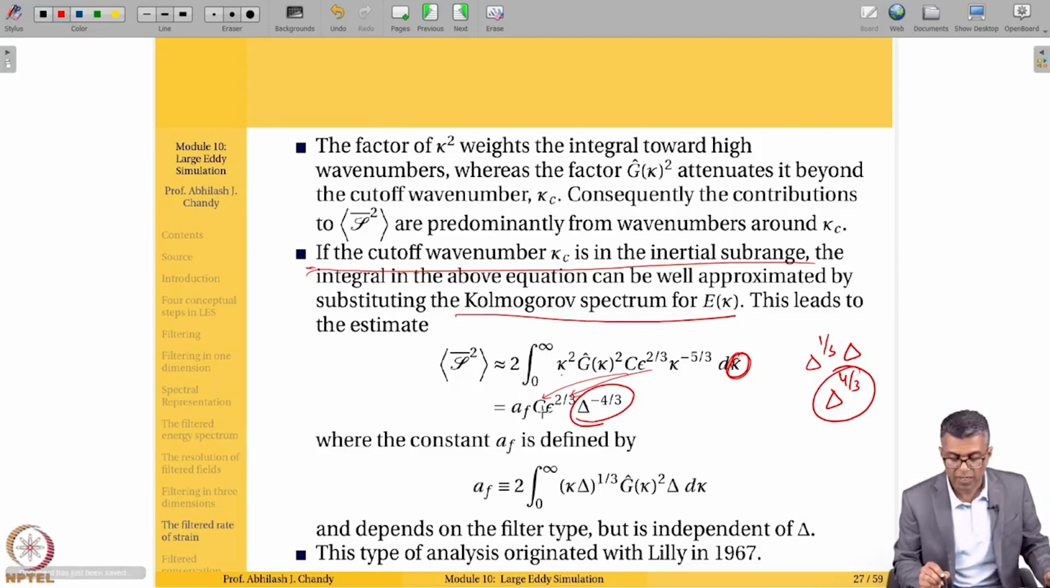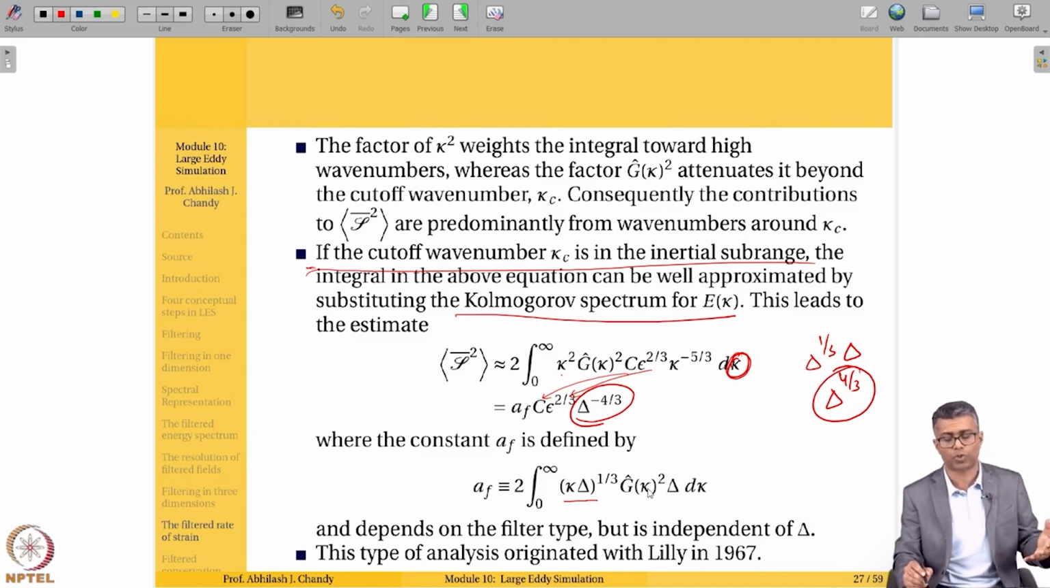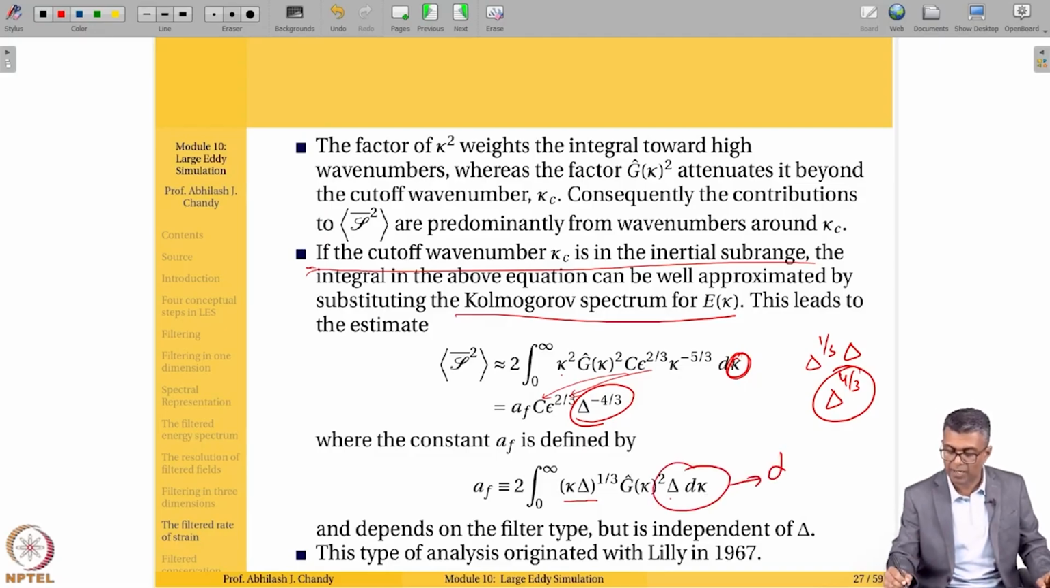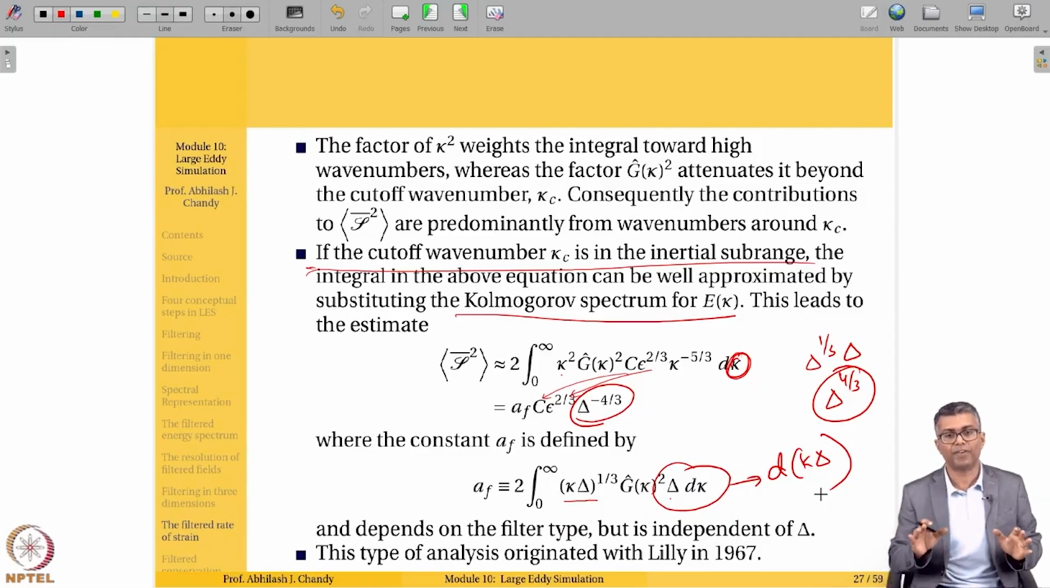So I have AF C epsilon to the 2/3 delta to the minus 4/3. Then I would define AF as 2 times the integral from 0 to infinity of the rest of the terms, which is kappa delta to the 1/3. As you can see, I have scaled this, times G hat of kappa squared, that's just the transfer function squared, and delta d kappa, which is basically d of kappa delta. This is the same as d of kappa delta, isn't it? That's essentially what it is. So I have just scaled kappa with delta, and I have written it.